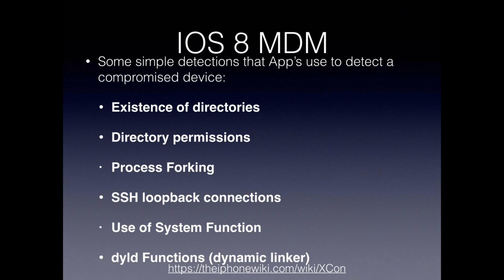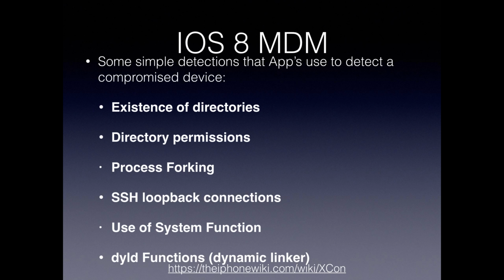And directory permissions: it's kind of similar to the first one, which is the existence of a directory, but it also checks the Unix file permissions of specific files. Process forking is definitely not allowed in iOS. So by checking the return PID of a fork, or the process ID of a forked process, a rogue app can tell if it successfully forked or not, at which point it can determine if the device is actually jailbroken or not.